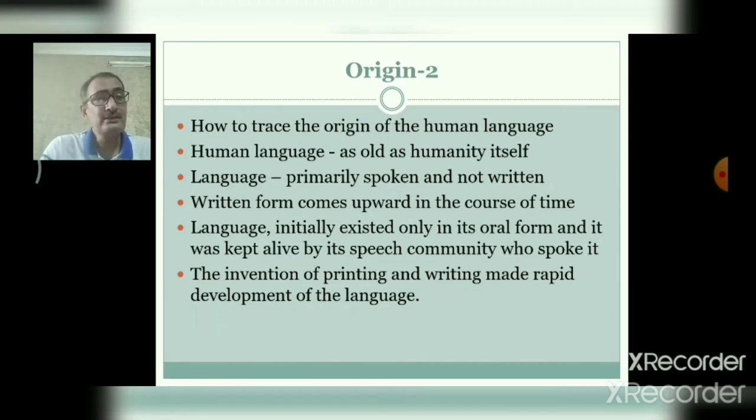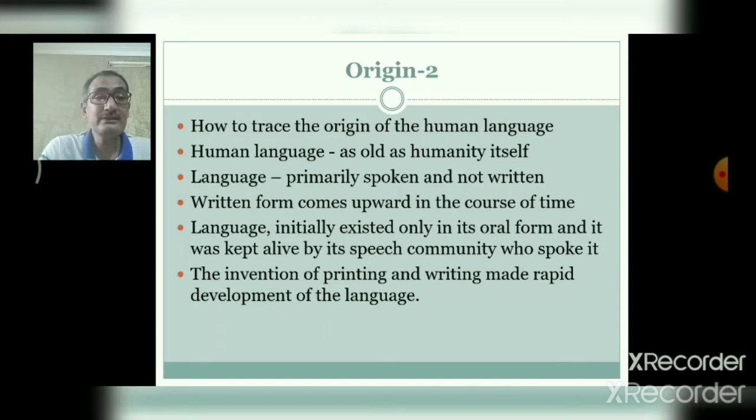Now, how to trace the origin of this human language? We are putting the idea about the language of animals aside, because even up till now the animals haven't developed any different new form of language for their expression, whereas among human beings we find that there are thousands of languages in the world. So how to trace the origin of human language? Where did the human language originate the first time? And how old is this human language?